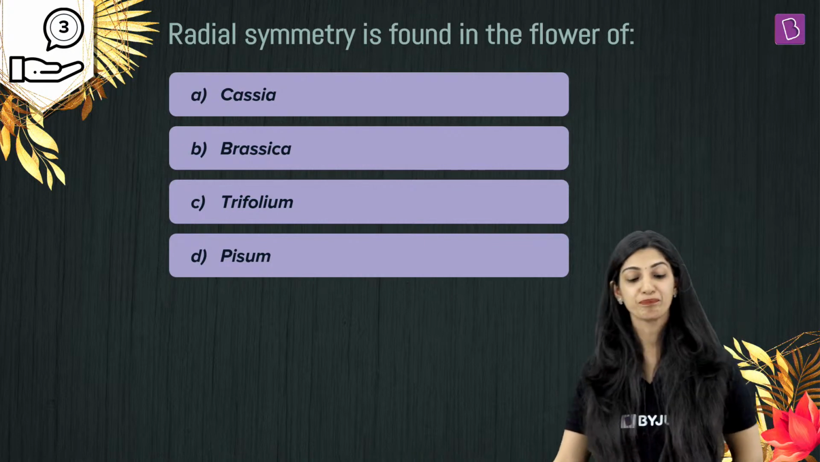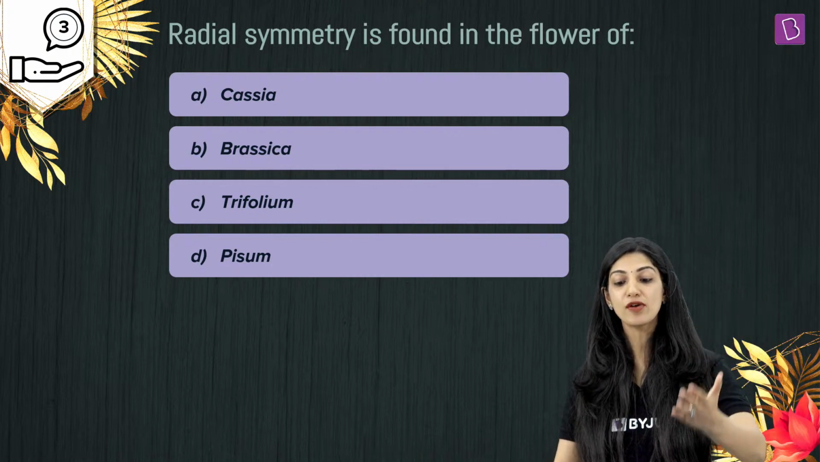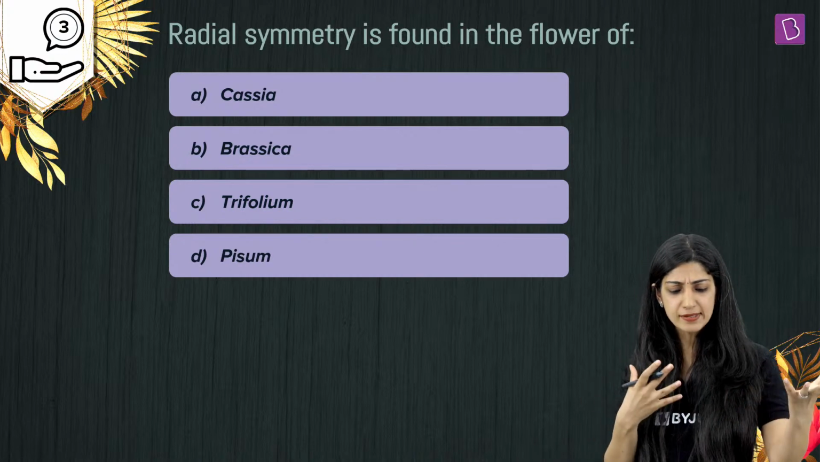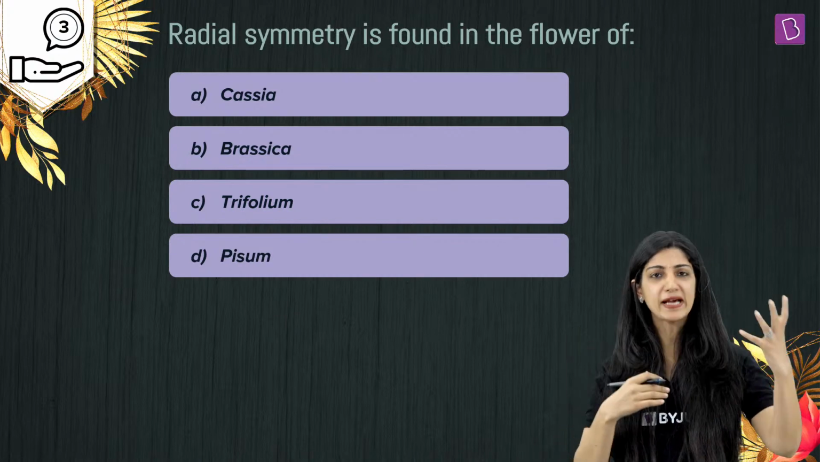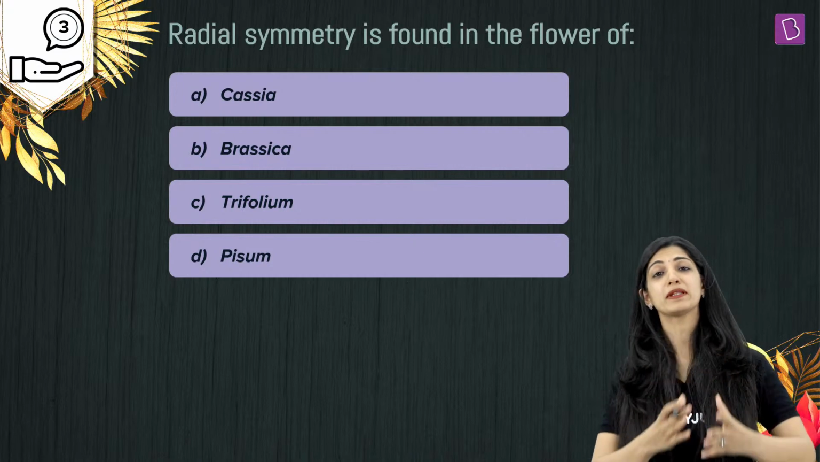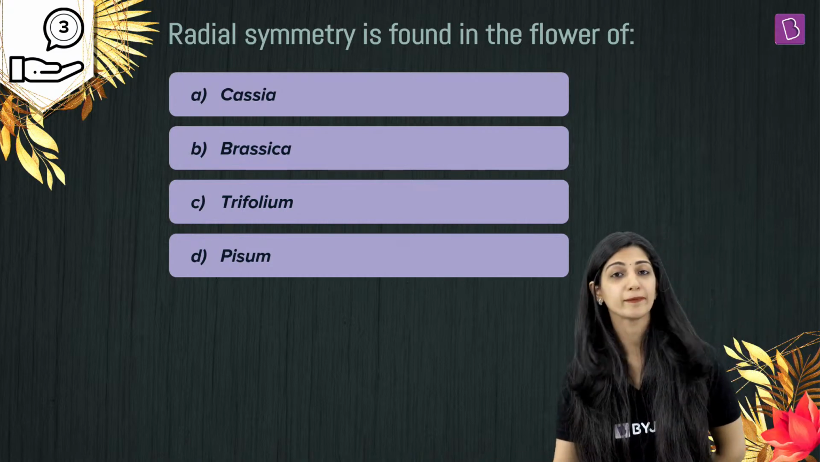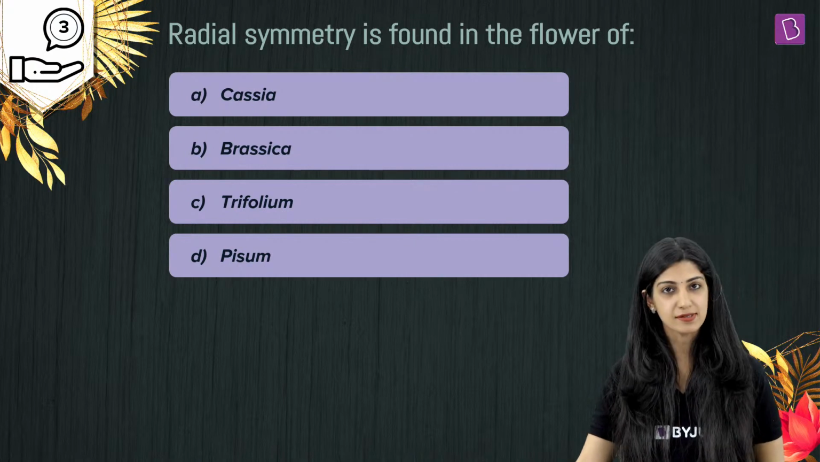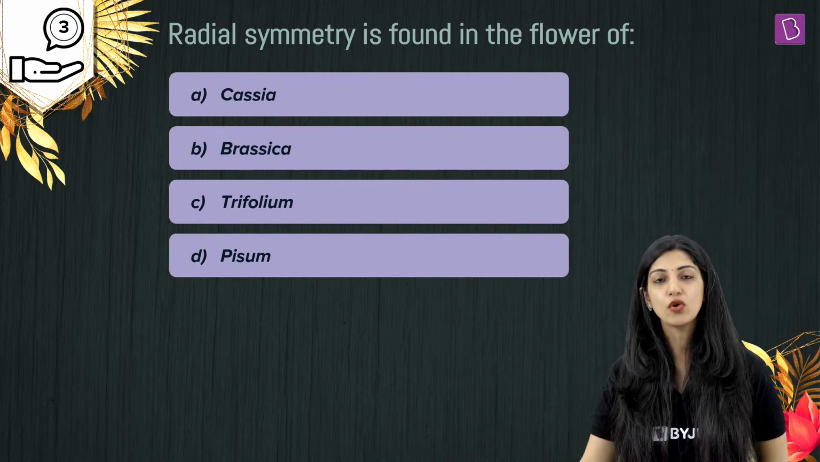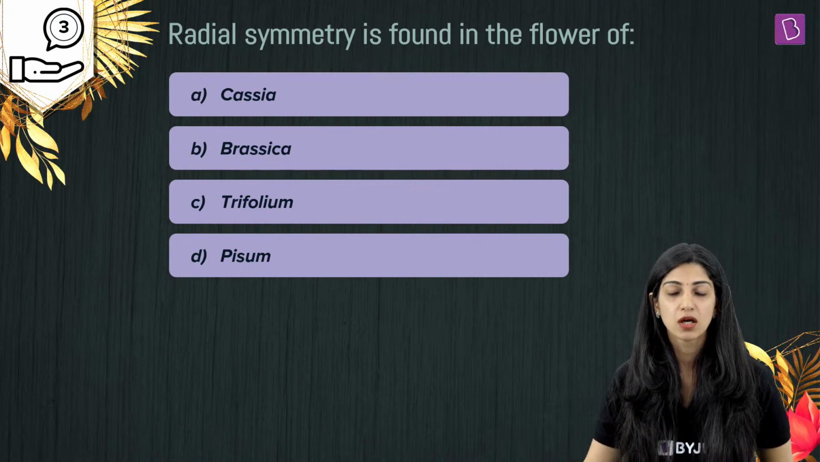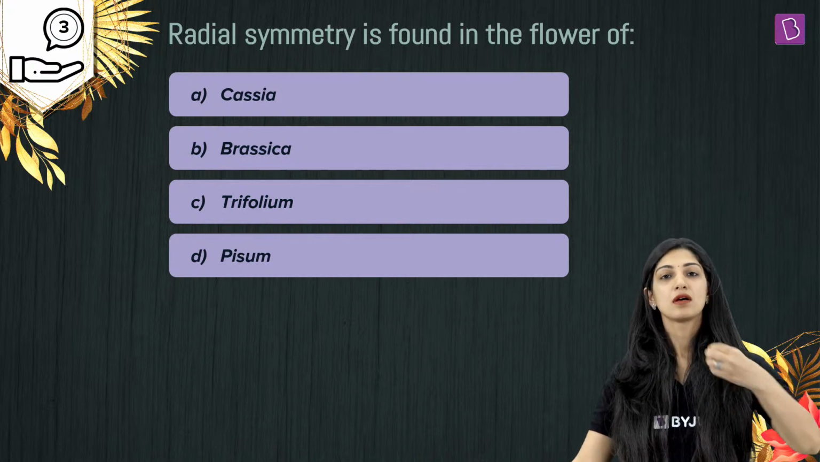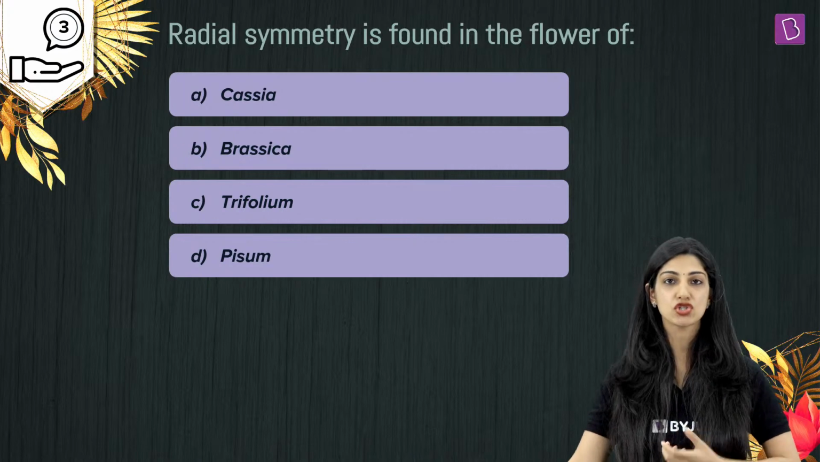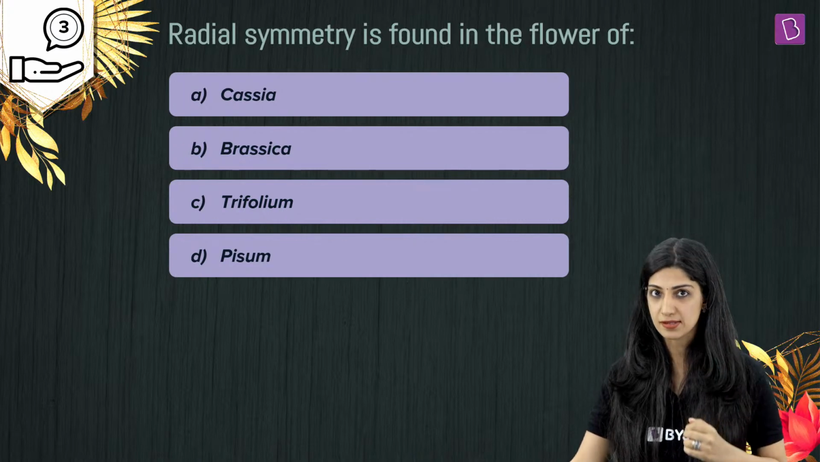Question number 3. Radial symmetry is found in the flower of Cassia, Brassica, Trifolium, Pisum. Ma'am, कुछ भी नहीं पता है. बिल्कुल याद नहीं आ रहा है. Well, that's why I'm here. We'll revise it. First of all, what is the symmetry? So symmetry is, you check the symmetry, how the floral parts are arranged around the floral axis.